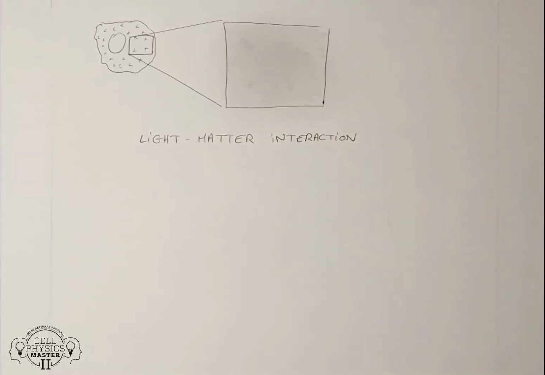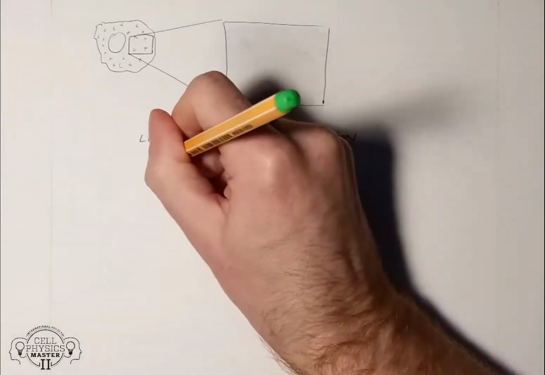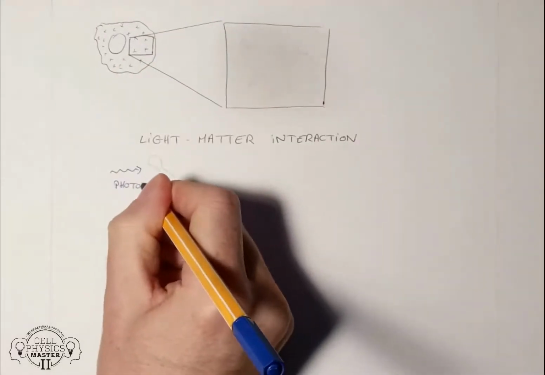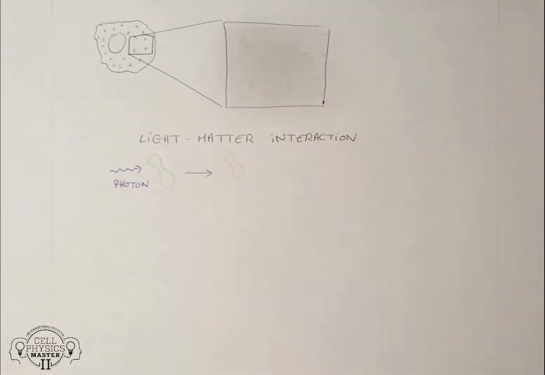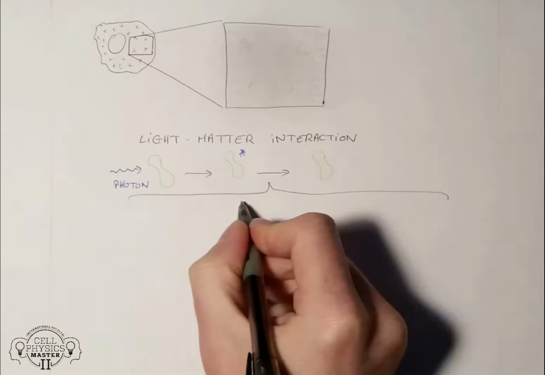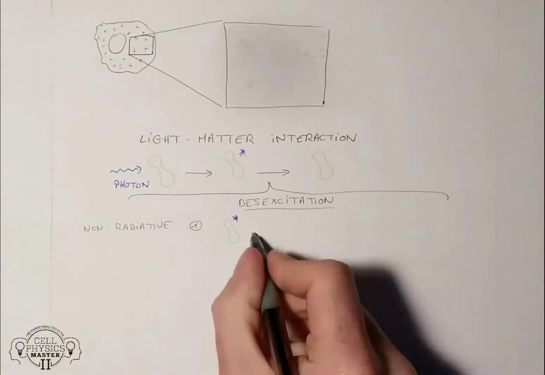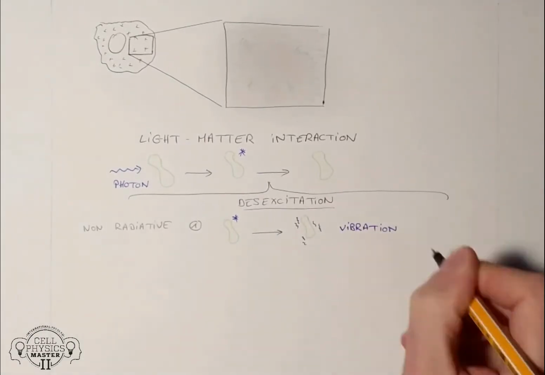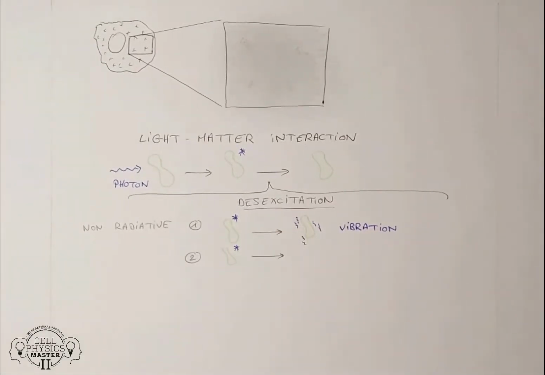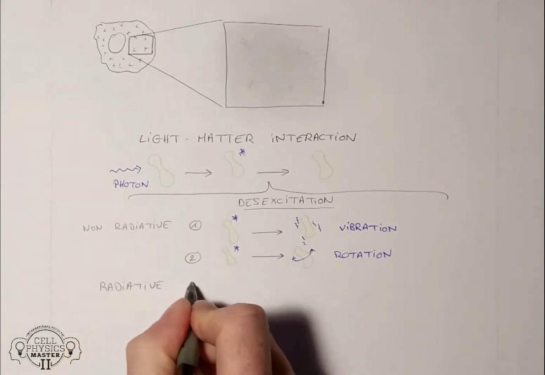Fluorescence is an interaction between light and matter. When a photon meets a molecule, its energy can be absorbed, leading the molecule to an excited state. Over time, the molecule will get rid of this energy and go back to the original state. The most common way is called non-radiative, that is, the energy is dissipated by vibration or rotation of the molecular structure. Sometimes the energy is released by emission of a photon.